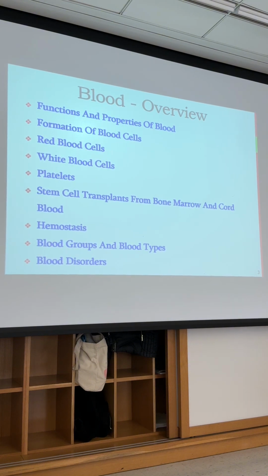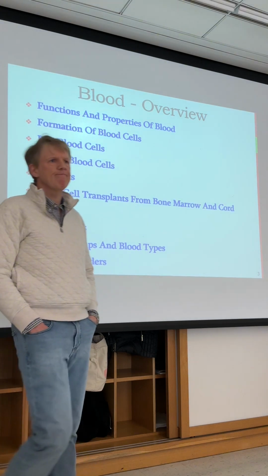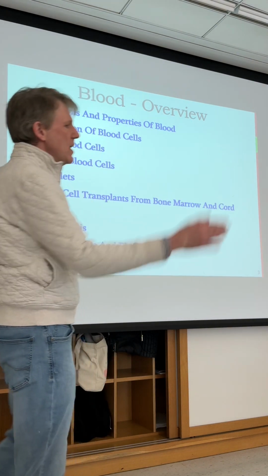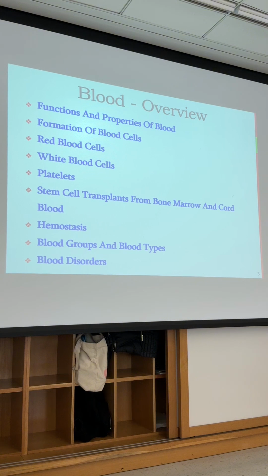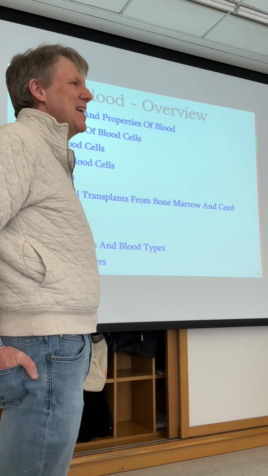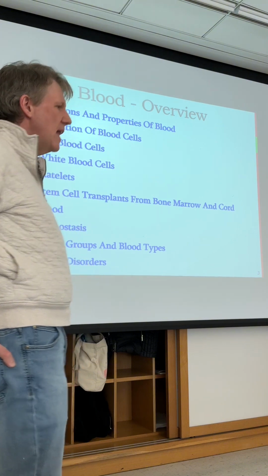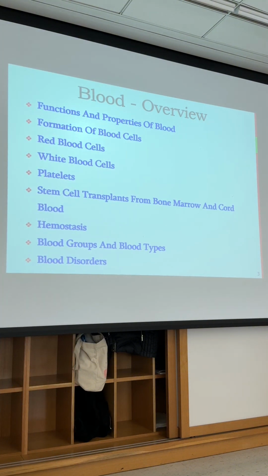Does anyone have any idea what a possible function of the blood might be? Moving nutrients around. Sure. Transporting oxygen around the body. So you guys know this stuff already. What else? Protection from what? Bacteria, viruses, yeah, like the white blood cells give you protection against stuff like that. So that's pretty good. Regulating body temperature, that's an important thing. So we'll talk about that.